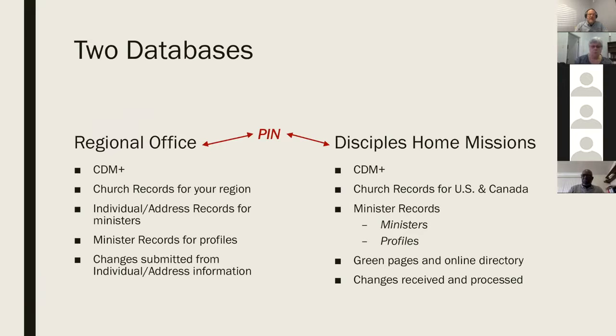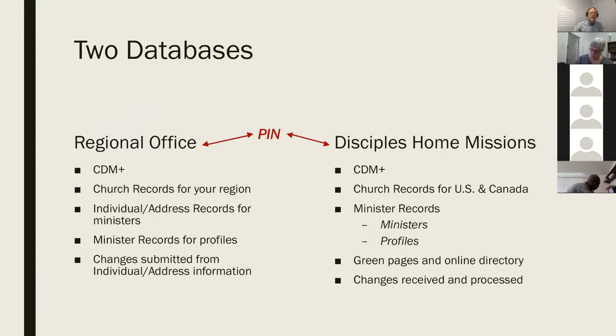Where things get different is in the DHM database, there are minister records. And a minister record will have both the information for the minister's credentials, contact information, and if they're in search and call, their profile information is all part of this one big minister record. That's different then, and sometimes we talk past each other, I've noticed, because in the regional database, I have a membership program, and that's where I have individual and address records that I use to keep track of my ministers. So if I have a minister in my region, I have an individual record for them that's connected to an address record. If I have profile information, well, that's over in the search and call part of the program on what the regional version of the program calls a minister record.